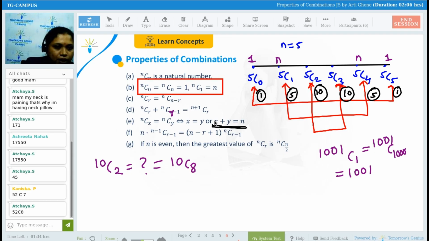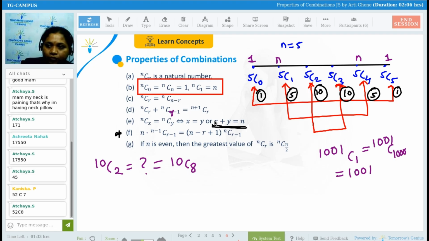Then I'll explain. Okay. Then n times (n minus 1)C(r minus 1) will always be equal to (n minus r plus 1) times nC(r minus 1). This is an optional thing to remember. If you want to remember, you can. Otherwise, just forget it. Okay, clear? Okay. F property is optional for JEE students. If you want to remember, you can.